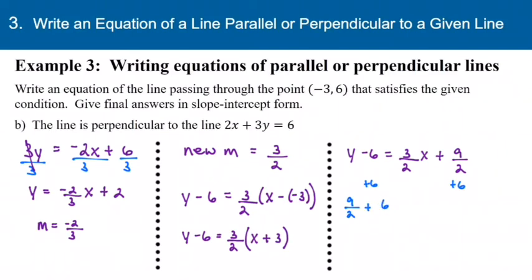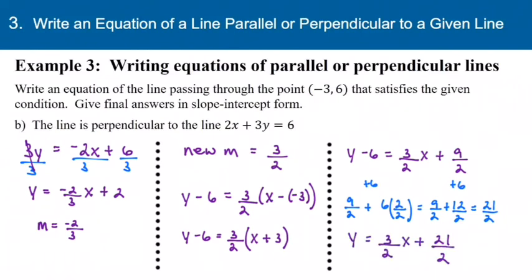We need a common denominator, so multiply that 6 by 2/2. That gives us 9/2 plus 12/2. And 9 plus 12 is 21, so we have 21/2 here. 9/2 plus 6 is 21/2. And so now we have y equals 3/2 x plus 21/2, and that is our final slope-intercept form for a line that is perpendicular to this line and goes through this point.